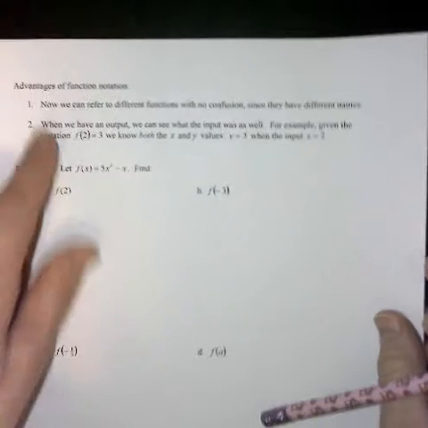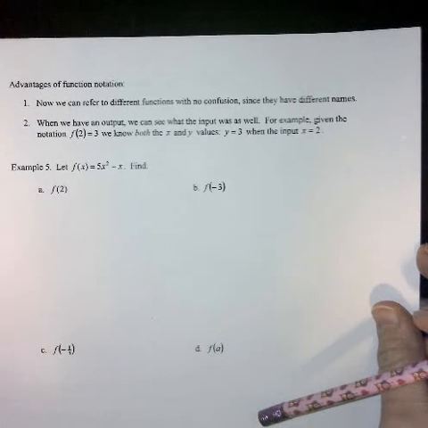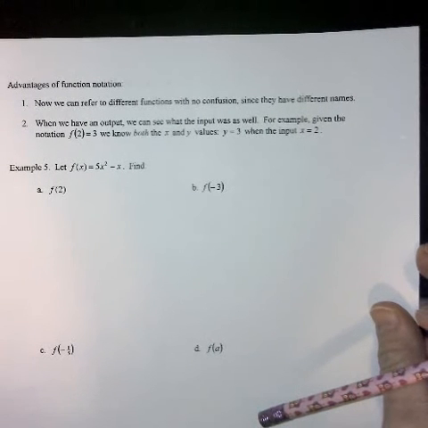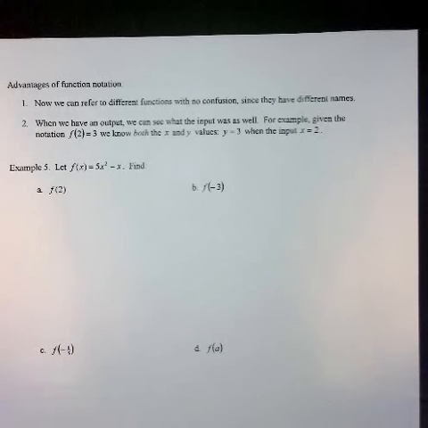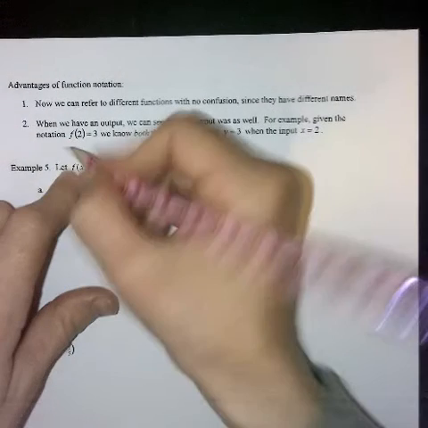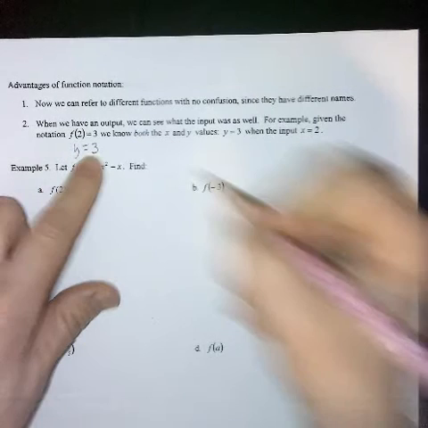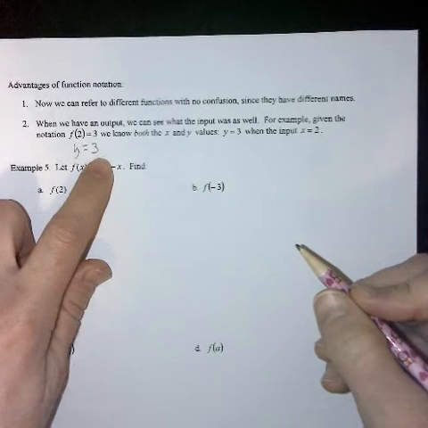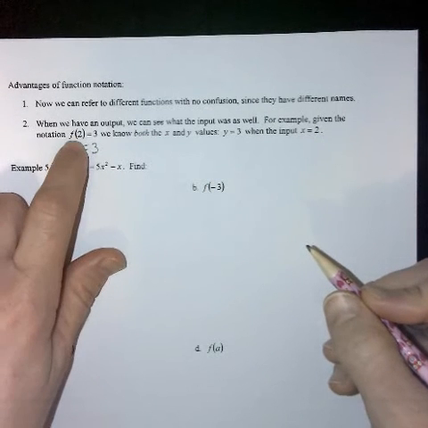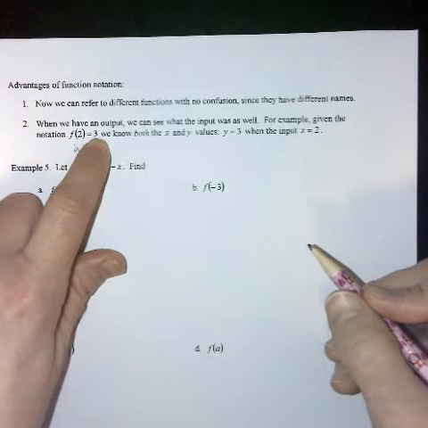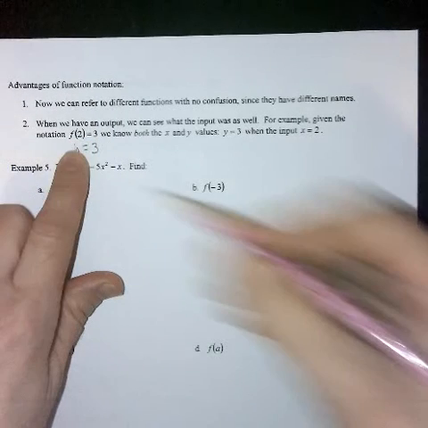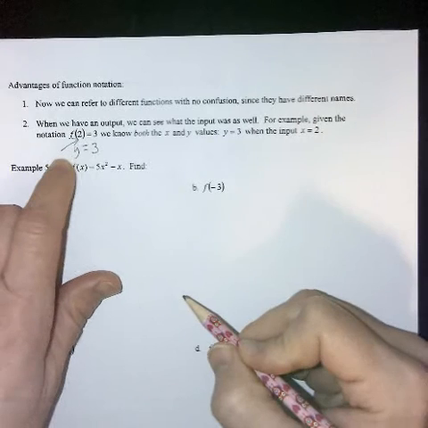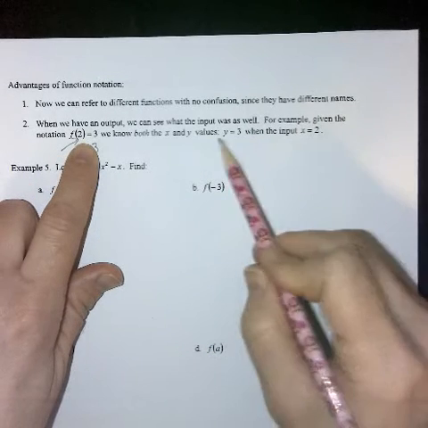Okay. So there are some advantages. I already mentioned the first one. We can give things different names now. It makes it less confusing. The other really nice thing is this notation. Instead of writing y equals, if I just write y equals 3, I don't know anything about x. But when I write f at 2 equals 3, I know that y is 3, but I also know my input, which is x. X is 2. And so I wrote that here. So it's really nice.